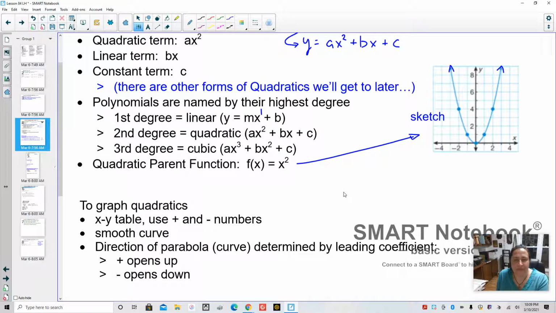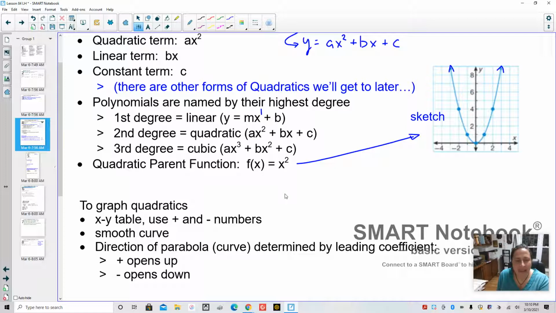Polynomials are named by their highest degree. So a first degree is y equals mx plus b, right? Linear equation, that x is to the first power, so it's first degree. Second degree is called quadratic. That's ax squared plus bx plus c. The x is squared, my highest degree is squared. We call that quadratic, and we get these little U-shaped things. The U's can go up or down. And then the third degree is called cubic. That's ax to the third, right? Cubed, bx squared plus c.